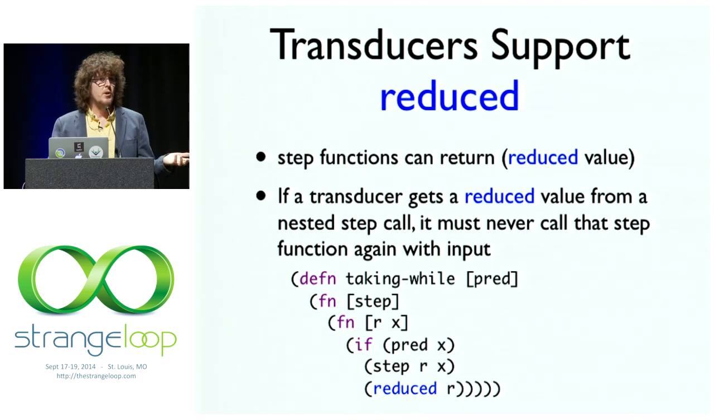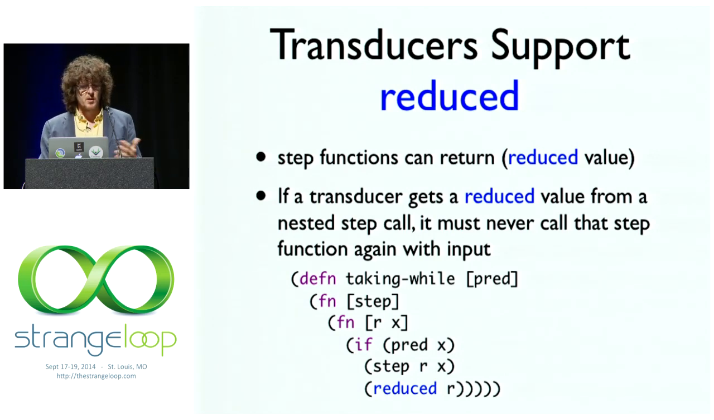So like reduce, transducers also must support reduced. That means that the step functions are allowed to return a reduced value, and that if a transducing process or a transducer gets a reduced value, it must never call the step function with input again. That's the rule. Again, implement the rule in your type system, have at it, but that's the rule.